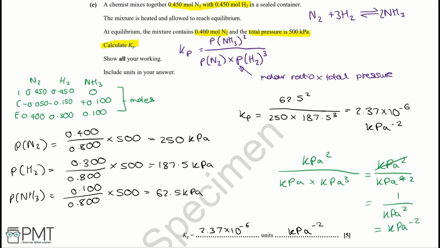To get the marks for this question, you get a mark for working out the moles of H2 and NH3 at equilibrium. You get a mark for working out all the partial pressures correctly. You get a mark for plugging your partial pressures into a correct expression for Kp. And then you get a mark for finding 2.37 times 10 to the negative 6. And a mark for the correct units, so kilopascals to the negative 2.